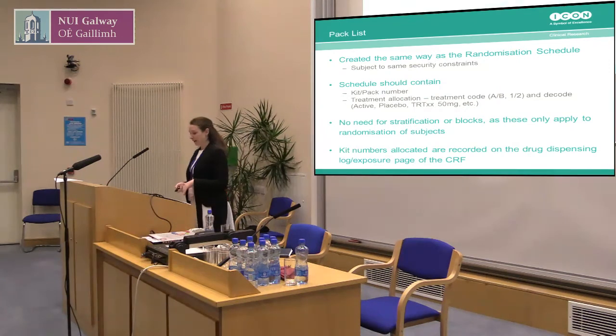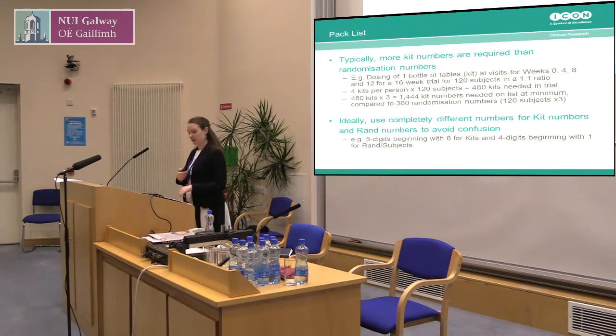So to create that pack list is the exact same as the randomisation schedule and subject to the same security constraints. But the schedule is a little bit shorter. It only needs a kit number and the treatment allocation variables. There's no need for stratification or blocking because that's all about the subject, and this is only about labelling kits. And kit numbers allocated are then recorded on the drug dispensing log or the exposure page of the CRF so that you have a record of what each subject received.